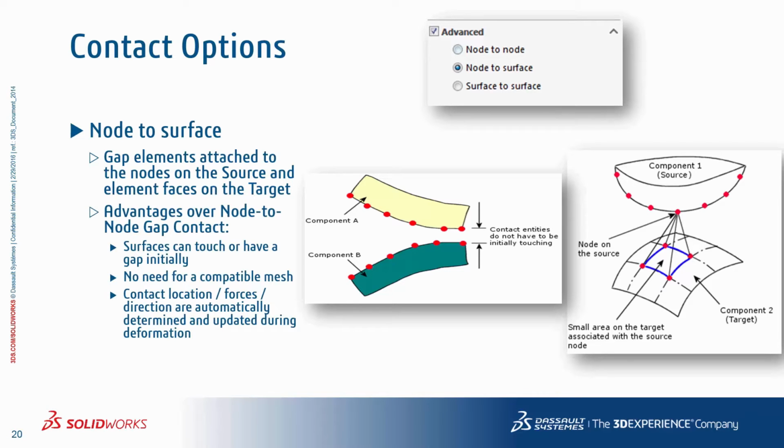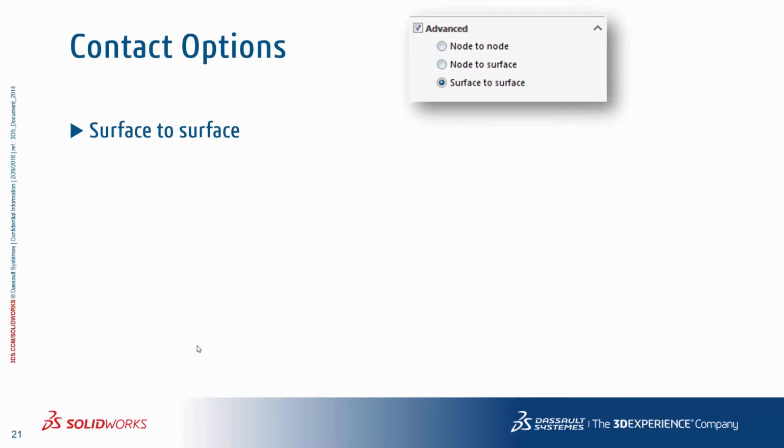So the real advantage is surfaces can touch or have a gap initially. There's no need for a compatible mesh, and the contact location and force directions are automatically determined and updated during the deformation process. So unlike node to node, where you have a predefined normal between nodes corresponding one to one between the two surfaces of interest, there's no need for that type of scenario when you're using the node to surface contact condition.